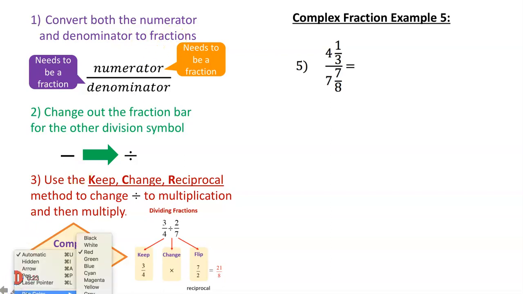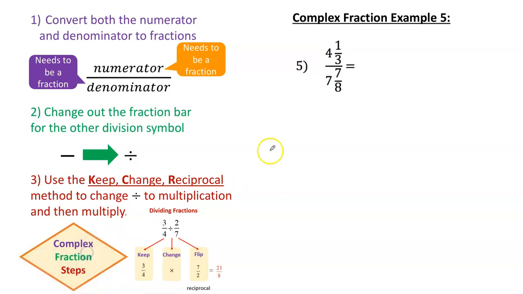In this problem, I need to convert the numerator and denominator to improper fractions since the original numbers are written as mixed numbers. I'm going to start by converting the mixed number in the numerator to an improper fraction. To do that, I need to multiply 4 times 3, and I get 12. Then I add the numerator to 12 to get 13, which is the new numerator of this improper fraction. The denominator remains a 3.